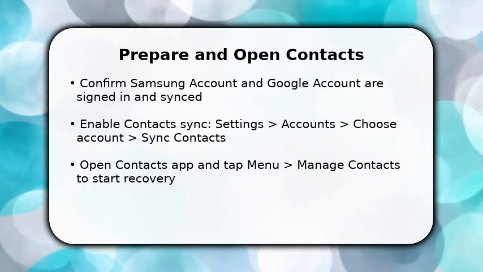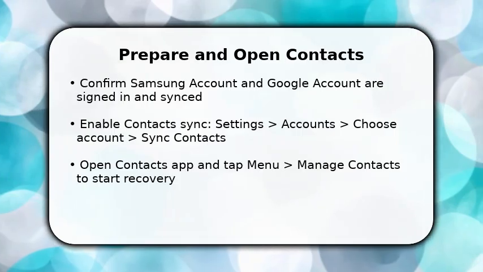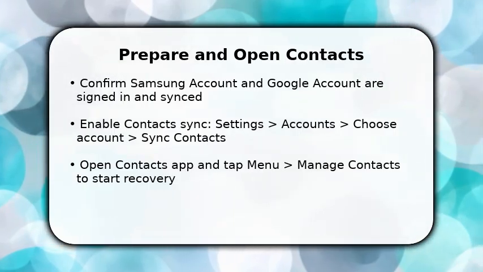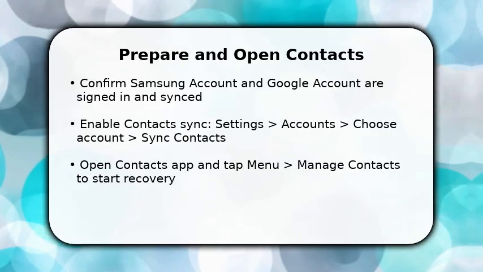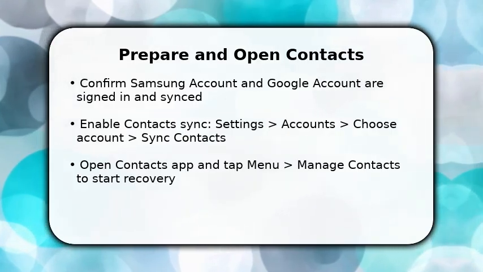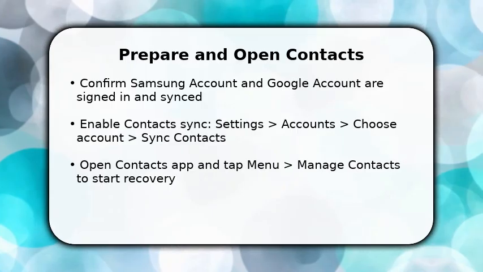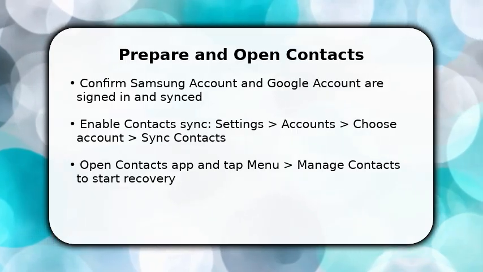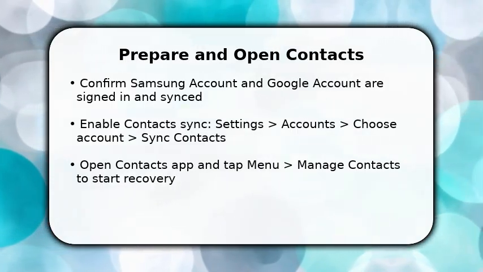You start by confirming your accounts are active and syncing. This is why recovery works. First, unlock the phone and open settings, then accounts to verify Samsung and Google sign-in. Make sure Contact Sync is enabled for each account. Without sync, backups won't appear.